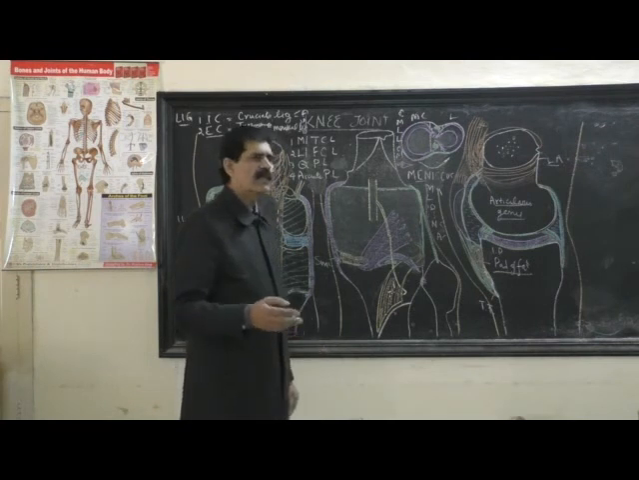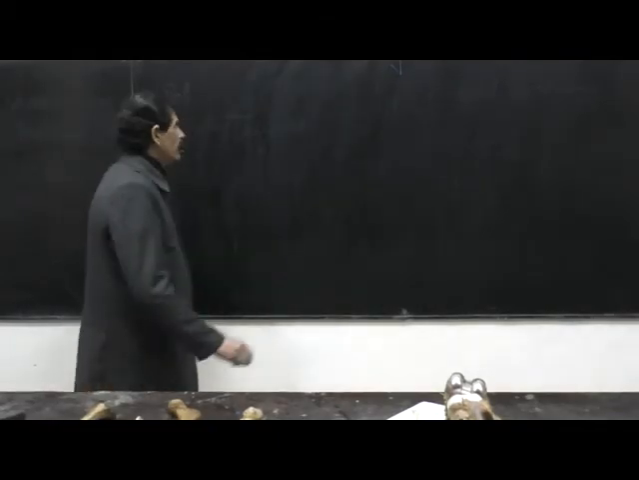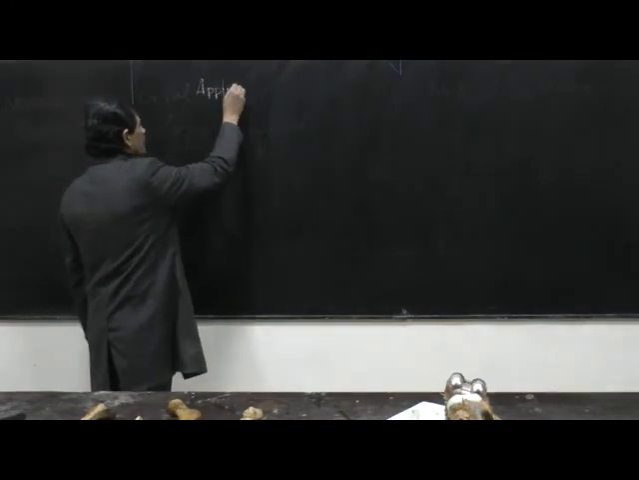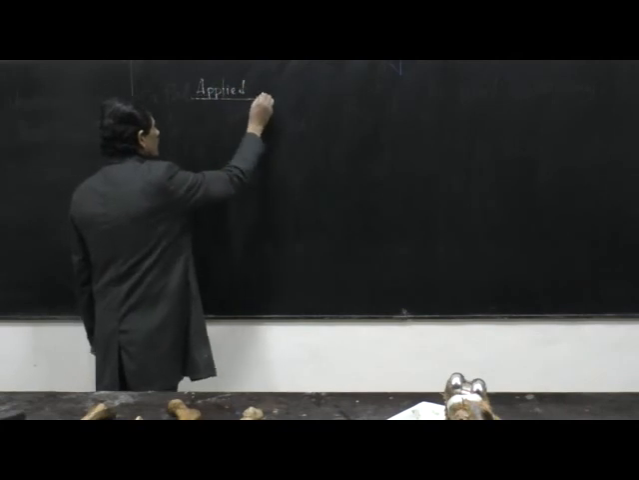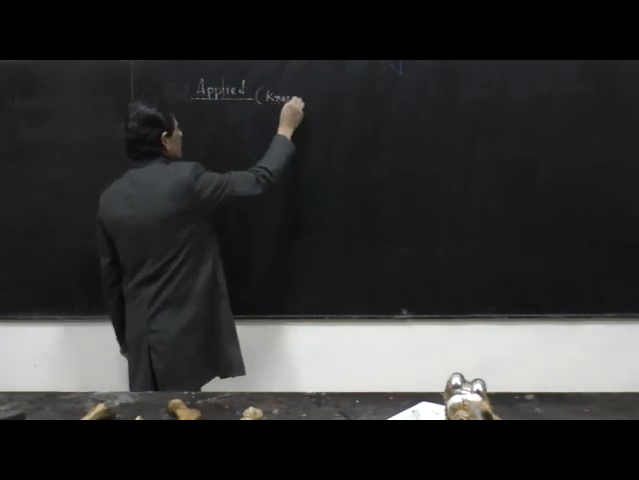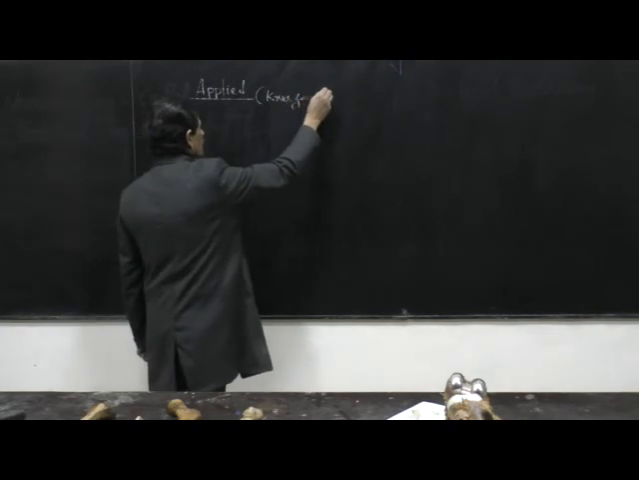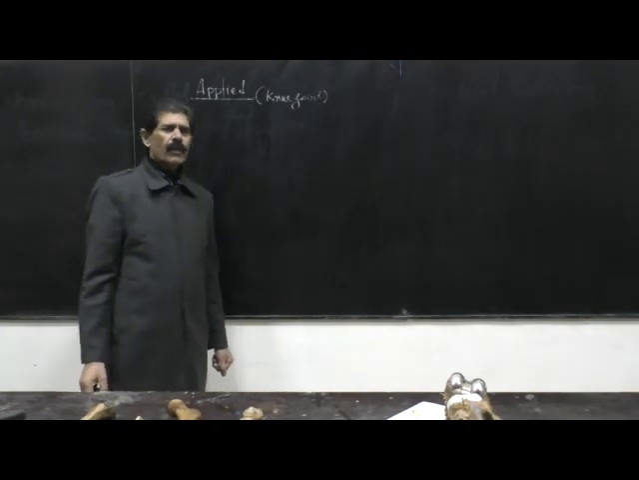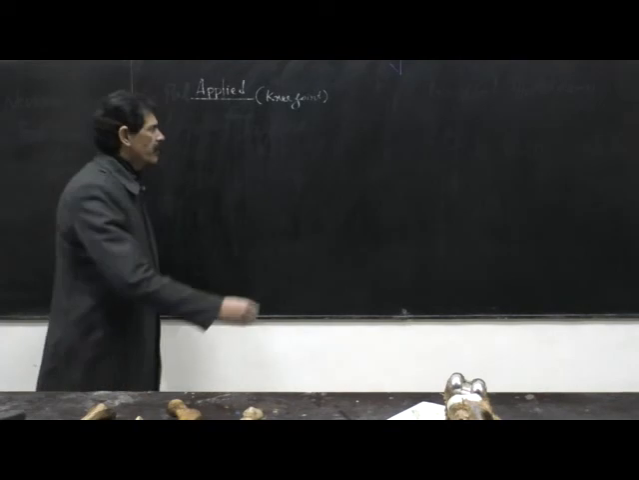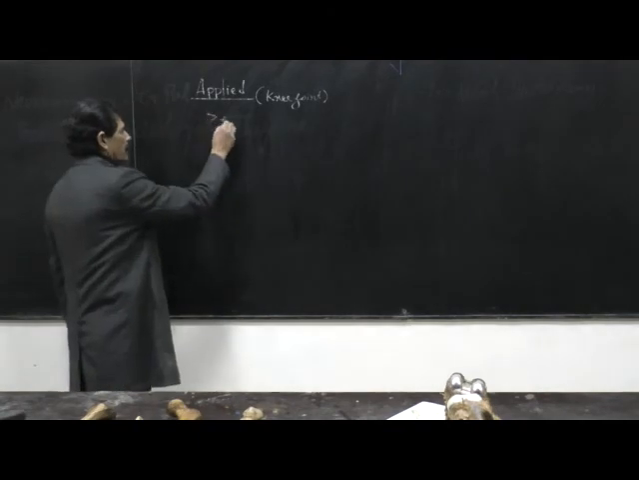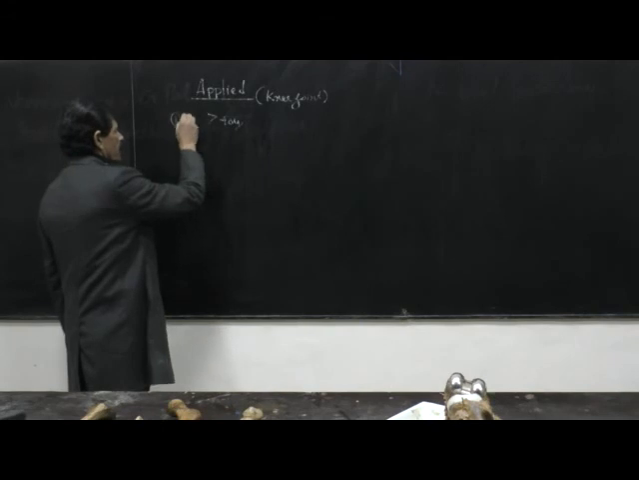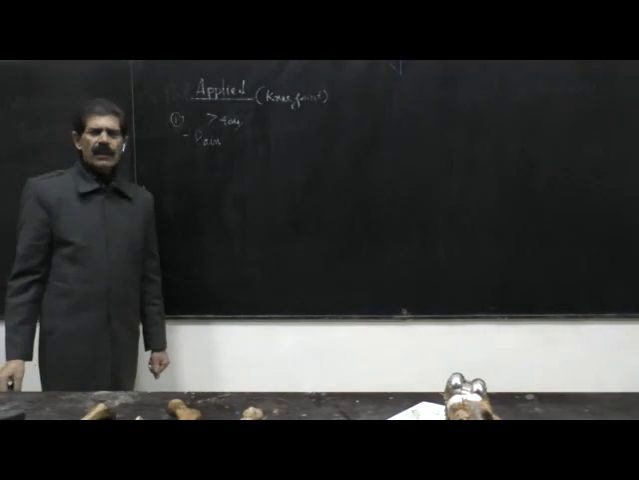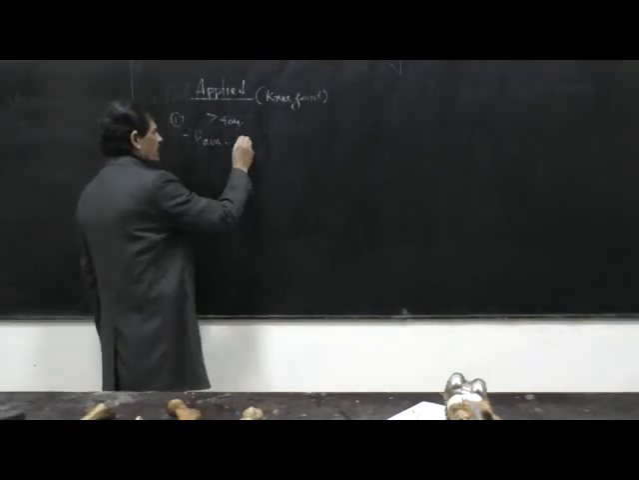So today we will do the applied anatomy of the knee joint. The knee joint is a weight-bearing joint, and the most common problem of the knee joint arises after the age of 40 years. Patients suffer from pain in the knee joint, and this pain is because of the formation of osteophytes.